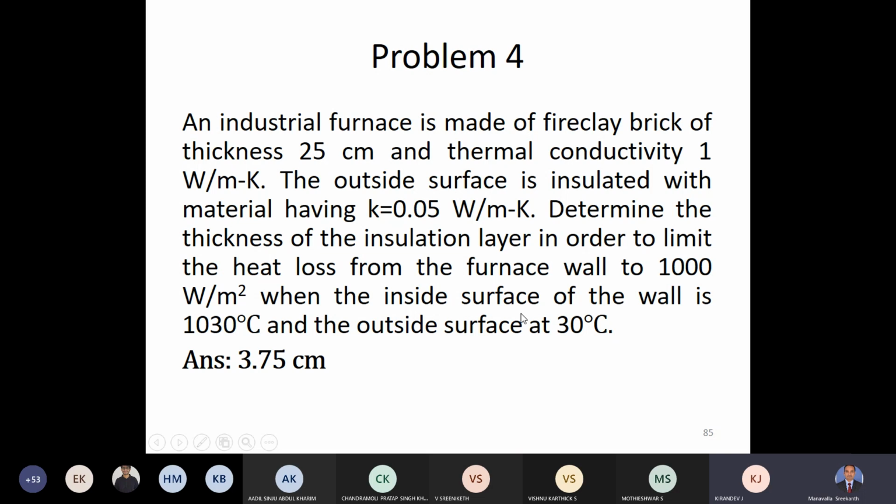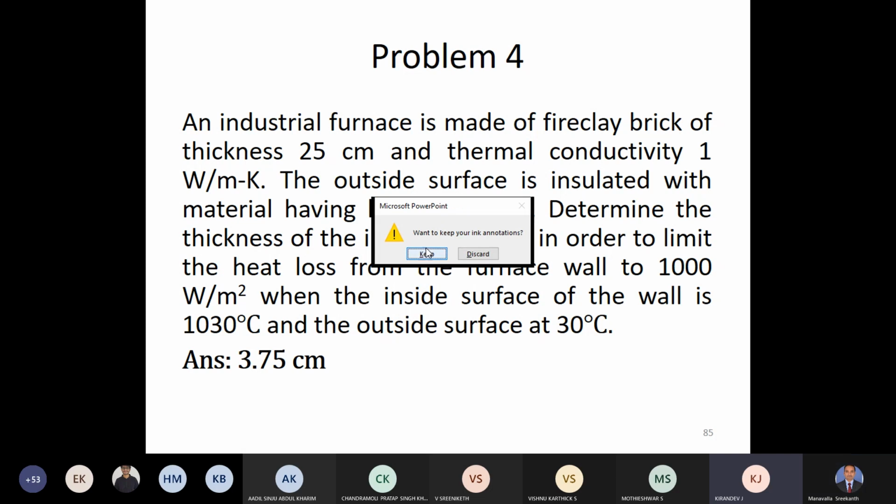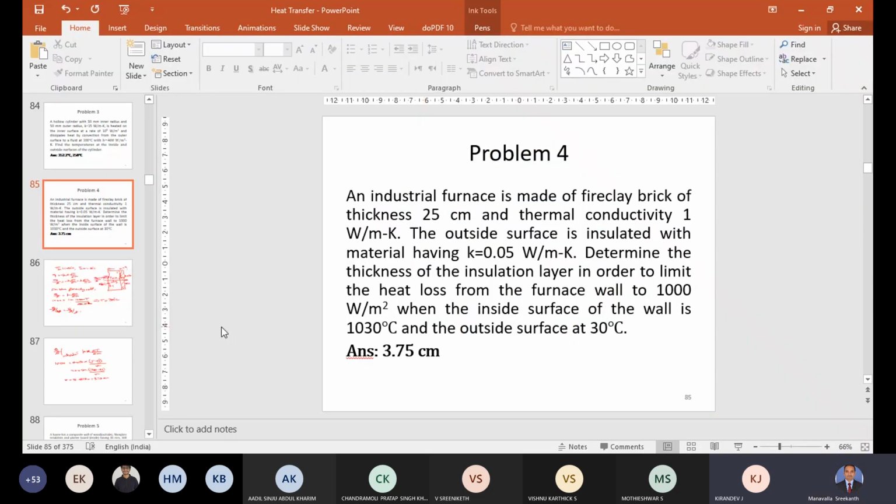For that, if this temperature is allowed to be 50 degrees Celsius, then this insulation thickness will actually reduce. If this temperature is supposed to be 20 degrees Celsius, then this thickness will increase. So in that way, this problem will change. Okay. So these are some of the problems we can solve in this.